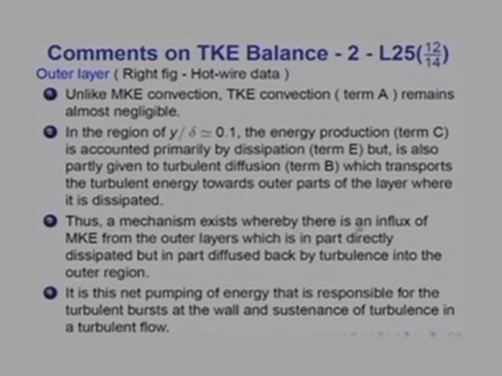A mechanism exists whereby there is an influx of mean kinetic energy from the outer layers towards the inner layer, which is in part directly dissipated, but in part diffused back by turbulence into the outer region. So, it is this pumping action from outer to inner and from inner to outer that is responsible for the turbulent bursts that I mentioned. The laminar sublayer experiences lumps of fluid which come infrequently, but regularly towards the wall and push a little amount of fluid out and back into the fluid layers above it.